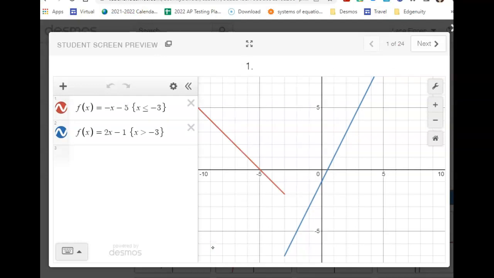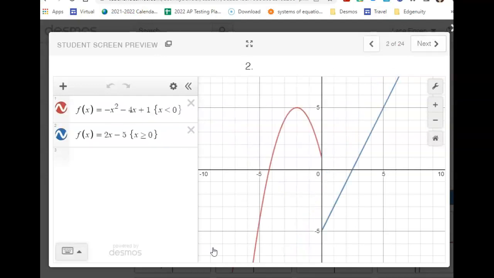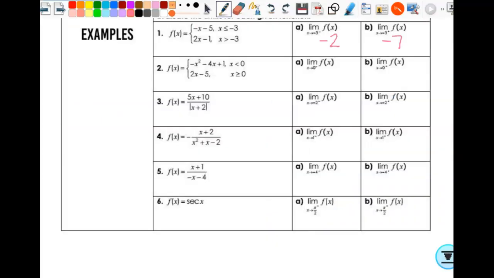All right, number 2. I want this limit as x approaches 0 from the left and 0 from the right. So as x approaches 0 from the left, what's my limit? 1. As I approach 0 from the right, -5. Very good. So 1 and -5.